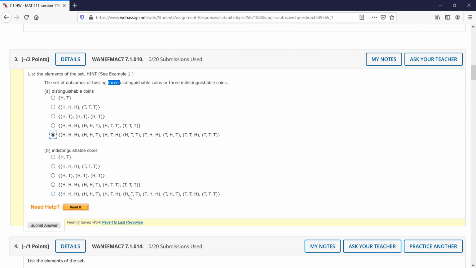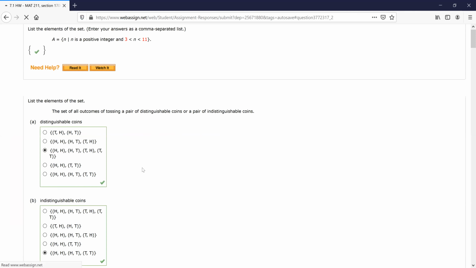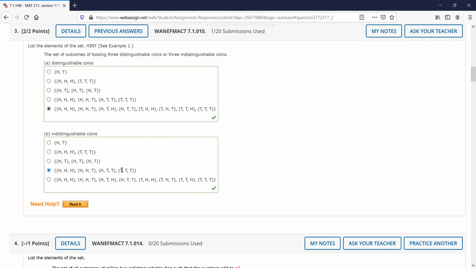1, 2, 3, 4, 5, 6, 7. So it's not that one. I'm not seeing the one where it's got 2 tails. Oh, there it is. Okay. So this has 2 heads and 1 tail, 1 head and 2 tails, and then 3 tails. I don't think you'll get too many of these on a test.